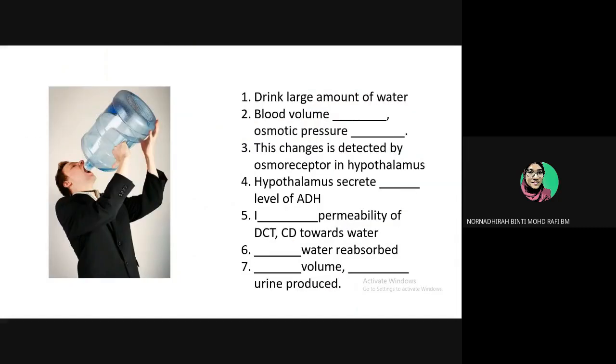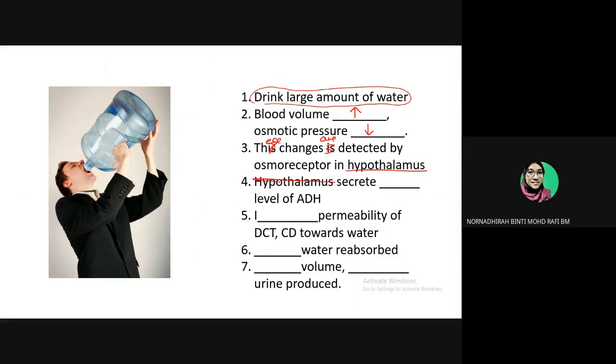Okay, the last one is what will happen if you drink large amount of water? Ini kita berlawan pula. Ini adalah vice versa of yang tadi kita discuss about the effect of high ADH. So when we drink large amount of water, blood volume will increase and osmotic pressure decrease. Then these changes are detected by osmoreceptor in hypothalamus.